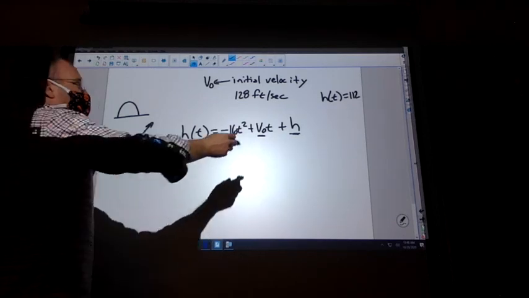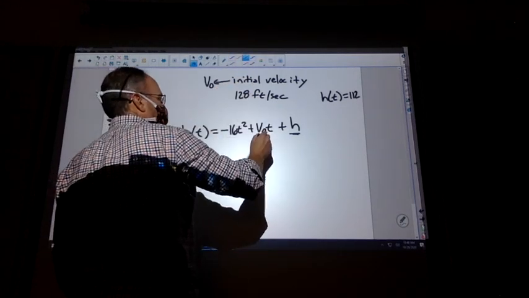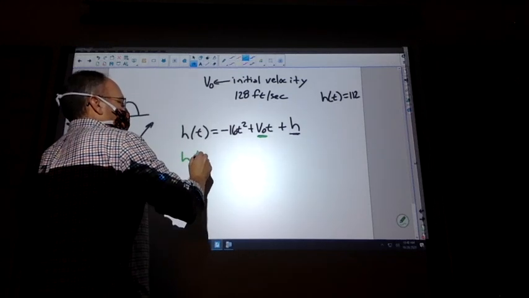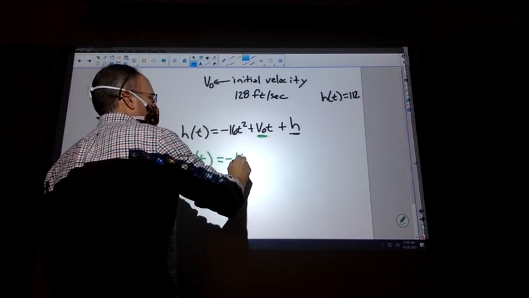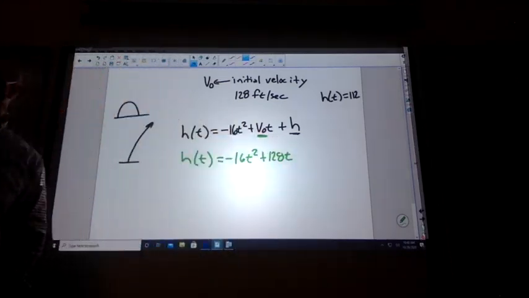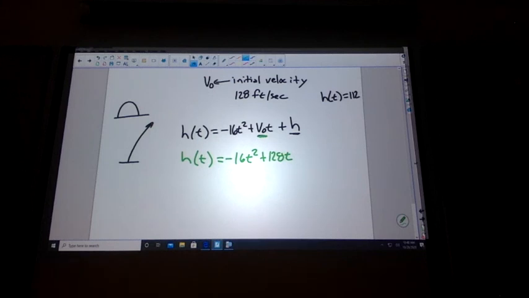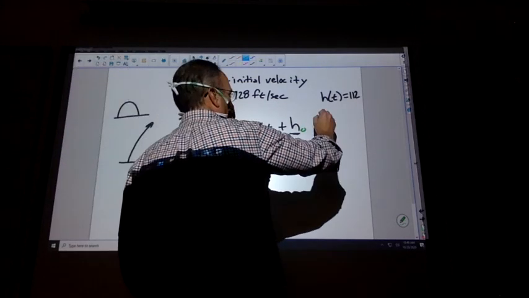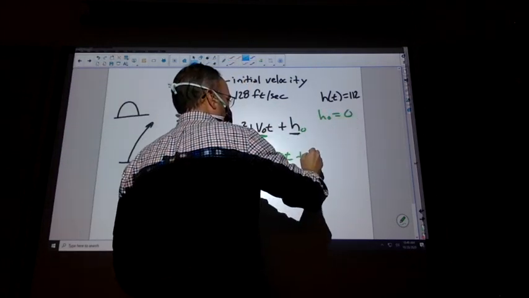So what I'm going to do is I'm going to plug in things that I know. I'm going to plug this in. So I know that h at t equals negative 16t squared plus 128t. The reason it's positive 128 is it was an upward initial velocity. If it was thrown downward, if you're on top of the building, you threw it downward, it would be negative. Okay? Okay, be careful here. We launched from the ground. So what is my initial height? 0. This should actually be h naught. So h naught is equal to 0 because we were at the ground.